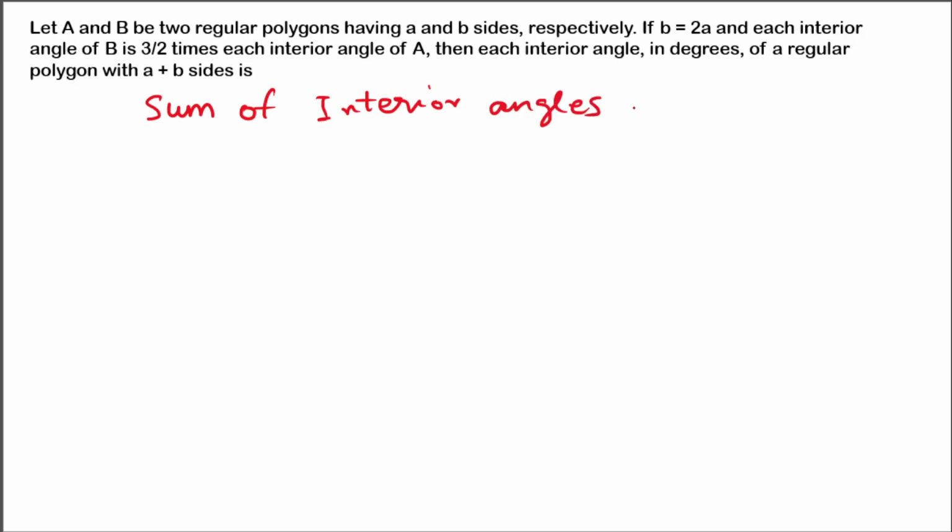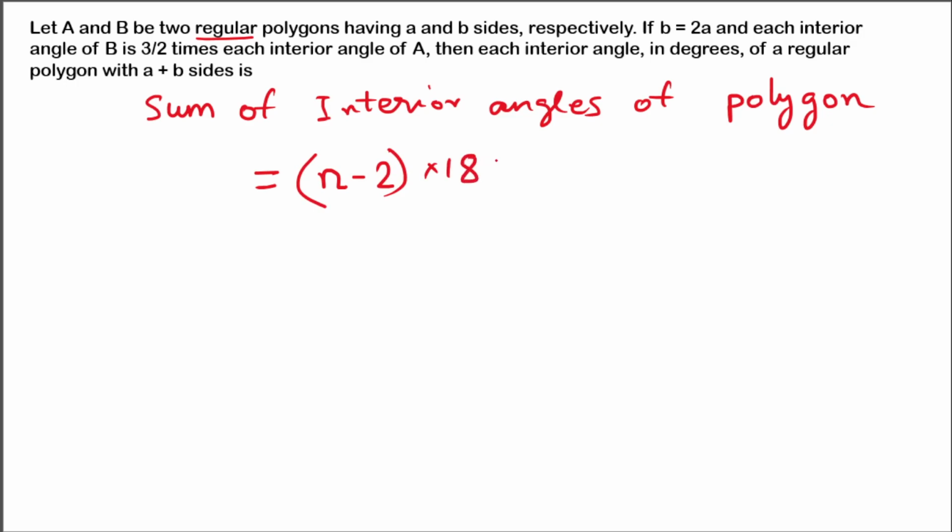Now notice that I am saying polygon, not a regular polygon. This applies to all types of polygons, okay? Here it is just regular polygons, but this particular formula applies for all types of polygons. So that is going to be n minus 2 into 180 degrees. So this is the idea around which we will solve this problem.